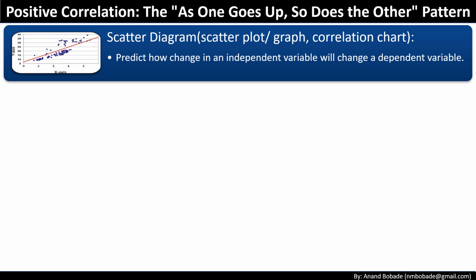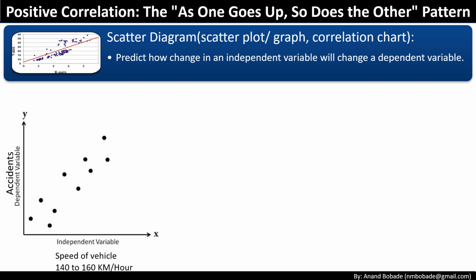Positive correlation pattern: as one goes up, so does the other. Let's look at an example. Imagine we're analyzing the relationship between the speed of vehicles and the number of accidents on a highway.